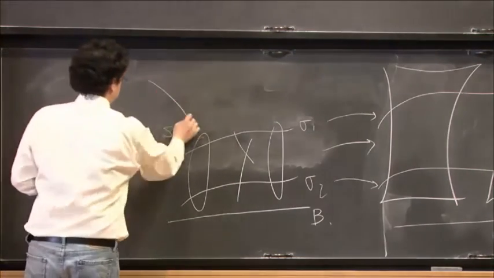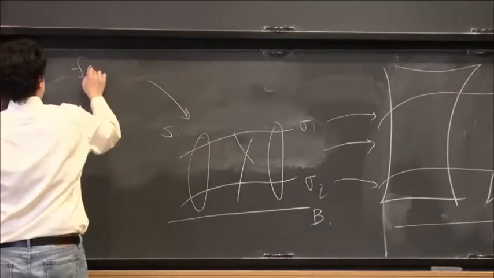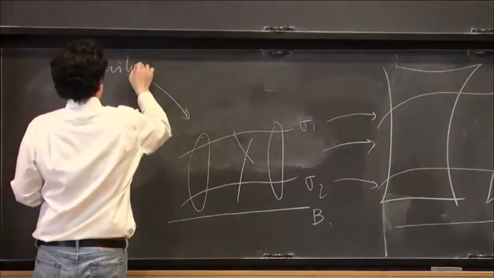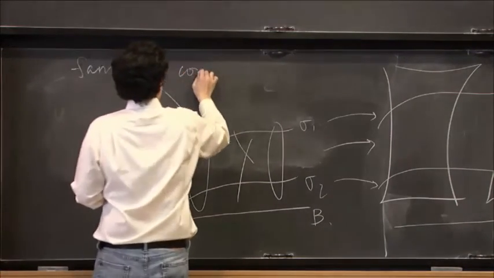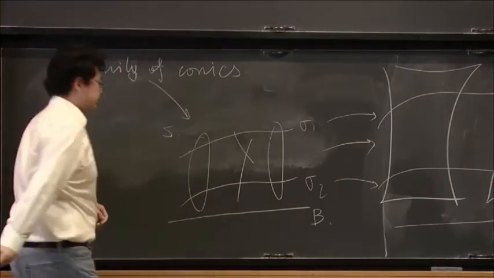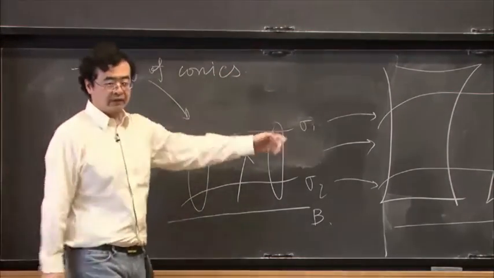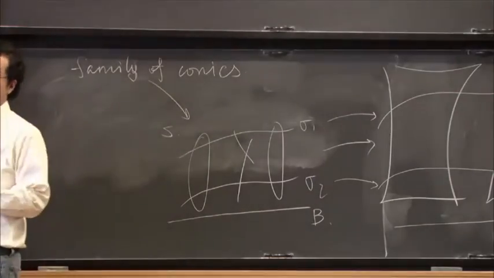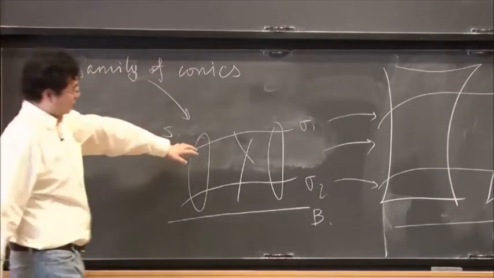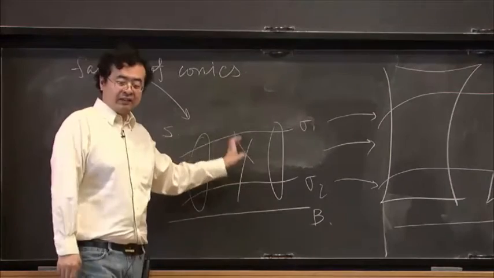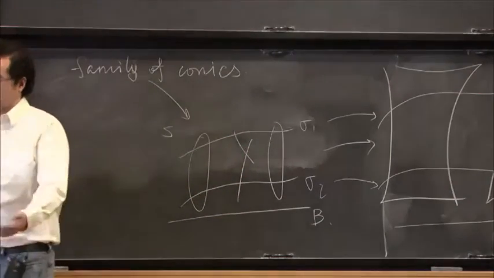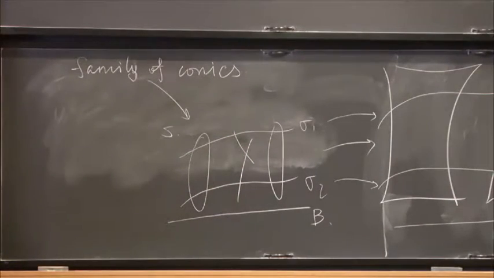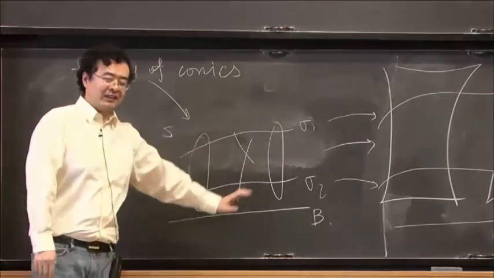So this is actually the family of conics. Each of these is mapped to a conic. Of course, somehow it may degenerate, so you get two lines. I claim that if you do this very carefully, then you will not see a double line. So it's at worst two lines. In particular, every fiber is reduced.